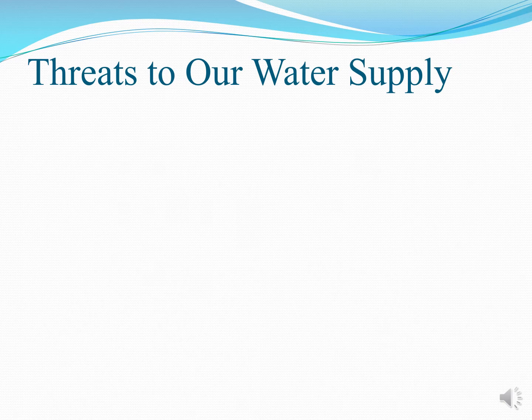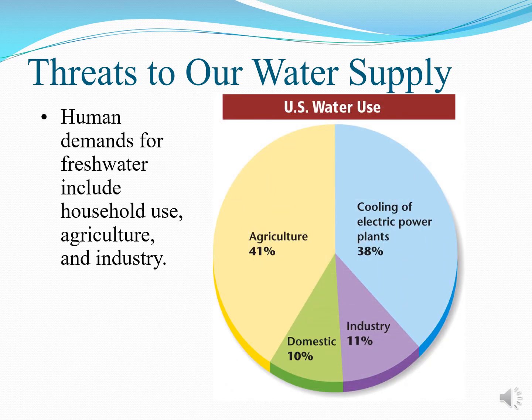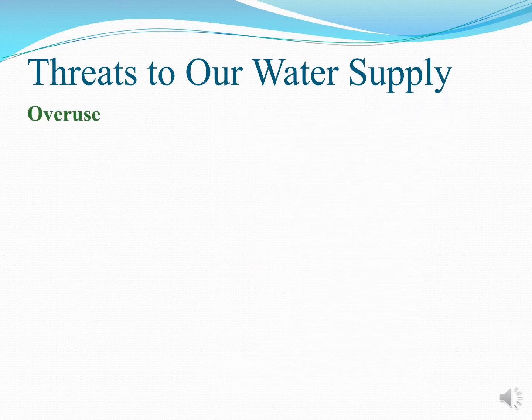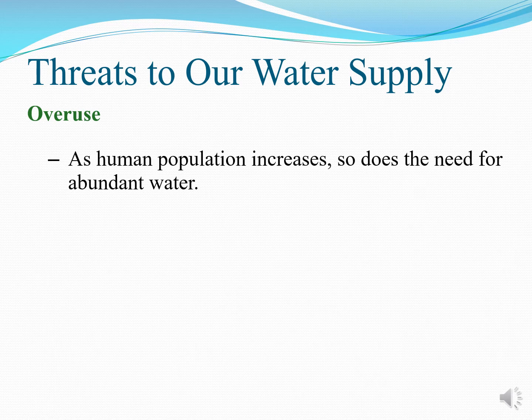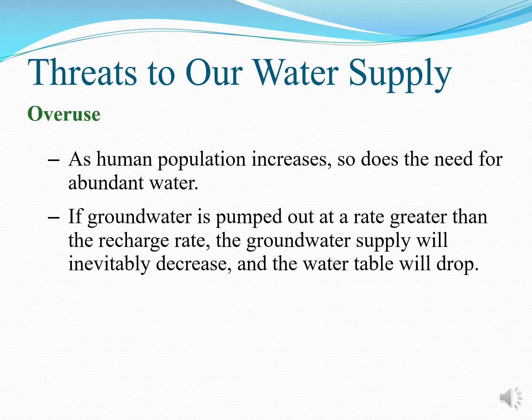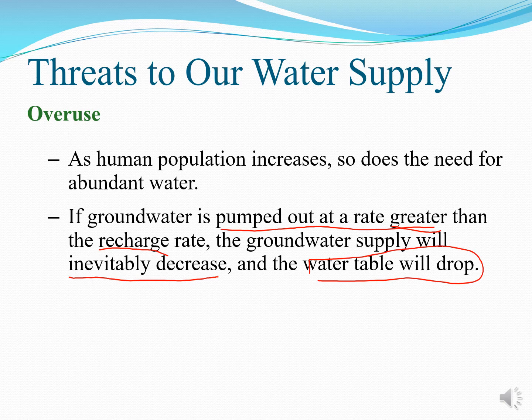Now there are some threats to our water supply. Humans depend obviously on fresh water. We need it for household use. We need it for agriculture. We need it for industry. People can actually overuse the water supply system. Put it like this: as more humans get on this earth, we're going to need more water, right? Because you cannot live without water. Your body can only go a few days without water before it starts to shut down. If groundwater is pumped out at a rate greater than the recharge rate, the groundwater supply will inevitably decrease and the water table will drop, which we call being depressed.